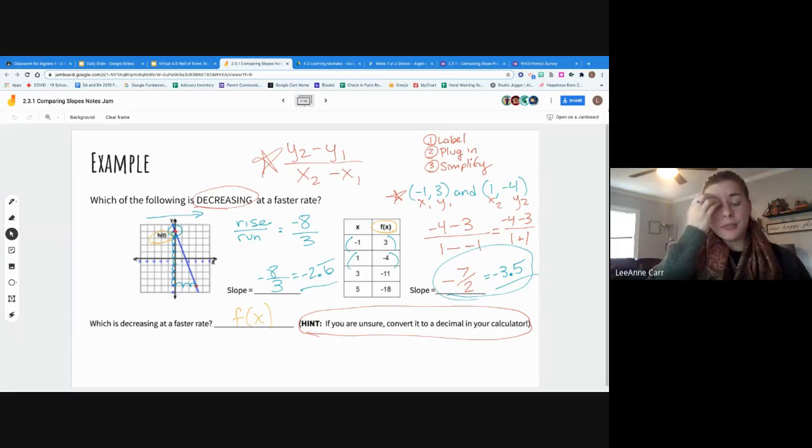Can I get a thumbs up, thumbs down on this first example? Tell me how you're feeling. All right. If you didn't fall in the good category, we're going to go through one more example here. Hopefully make sure at that point we feel good about it.